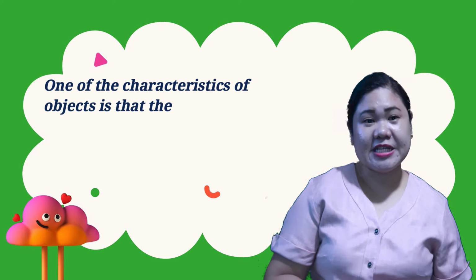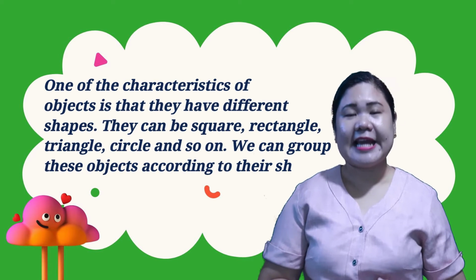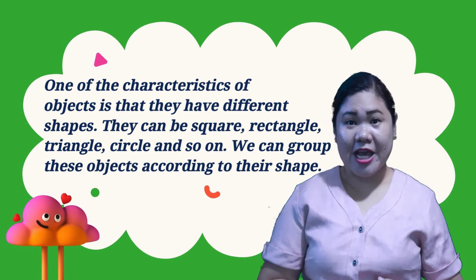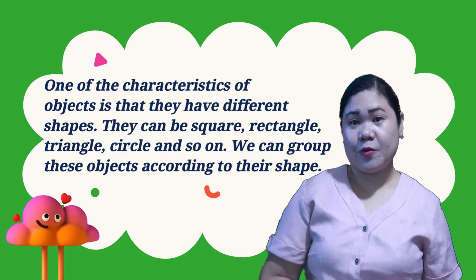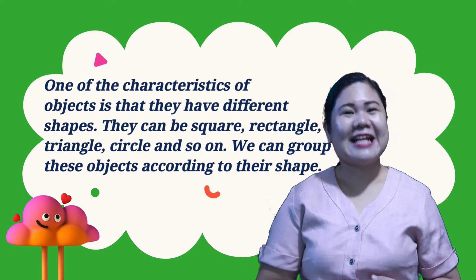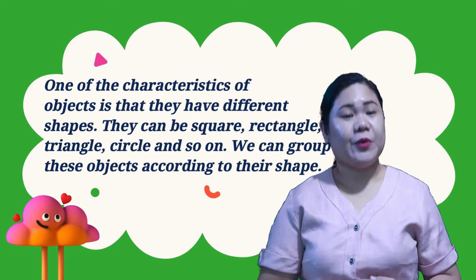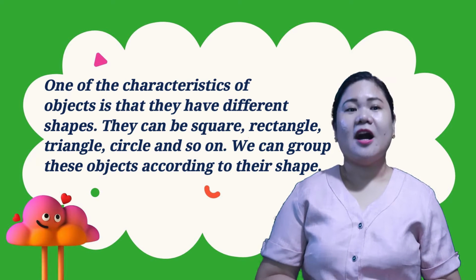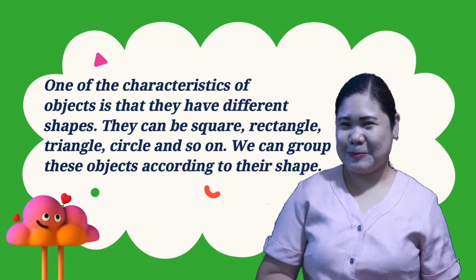One of the characteristics of objects is that they have different shapes. They can be square, rectangle, triangle, circle, and so on. We can group these objects according to their shapes.